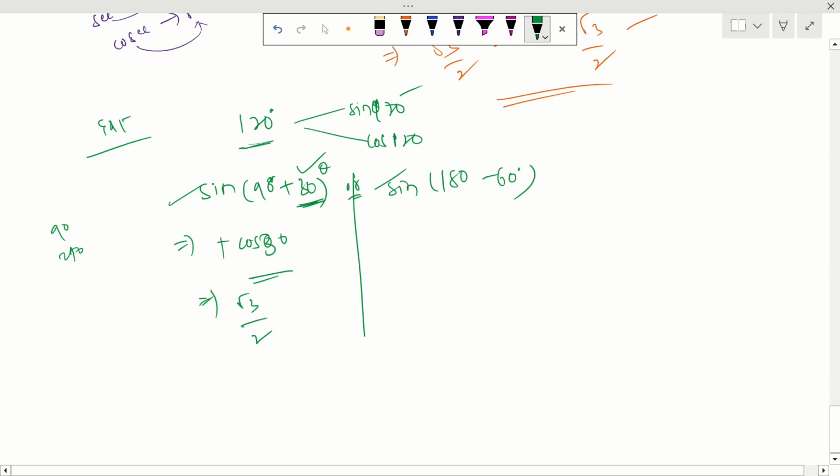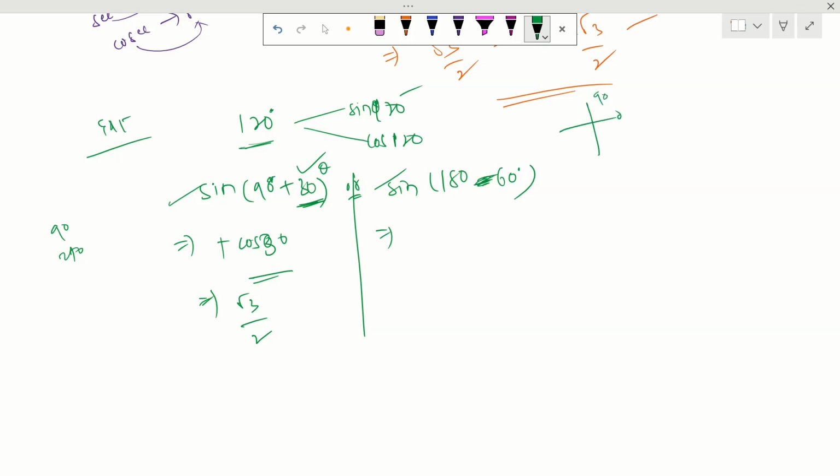And now we discuss 180 minus theta. 180 minus theta is in which quadrant? It is in the second quadrant, right? It is less than 180 degrees, so it is in the second quadrant. Between 0, 90 degrees and 180 degrees, it is more than 90 degrees, so it is in the second quadrant.